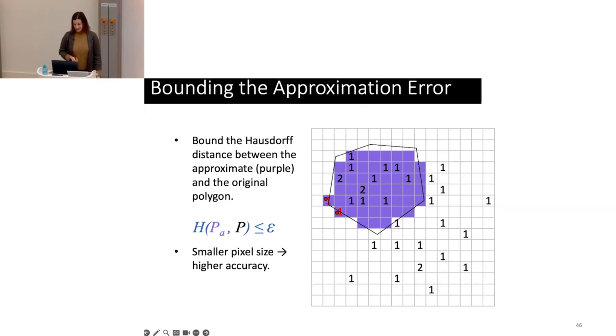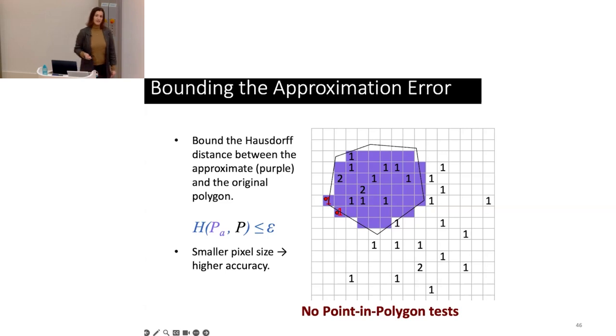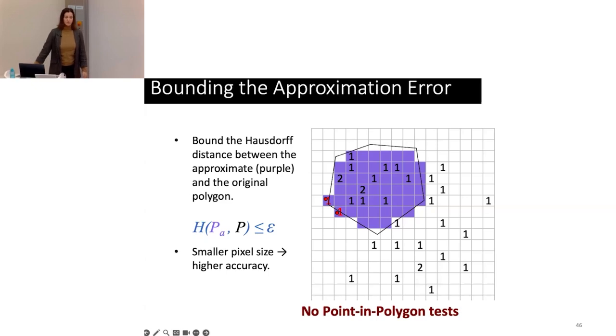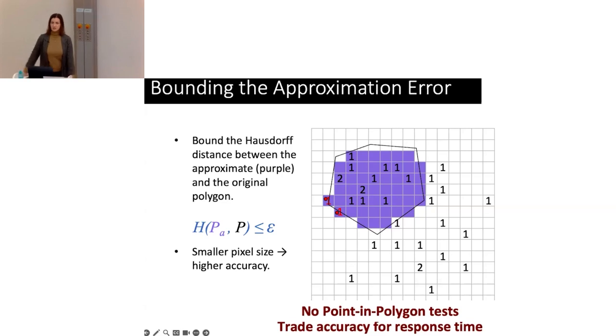Okay. So here in the end, if we do that, we can be significantly faster than the exact approach I presented before, because now we can skip point-in-polygon tests altogether. And this is a trade-off between the accuracy that you have and the response time, how fast your query can be.